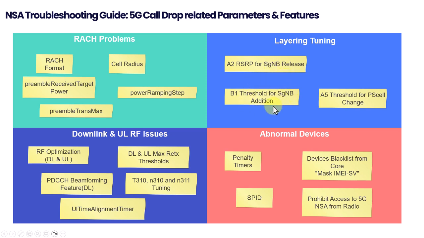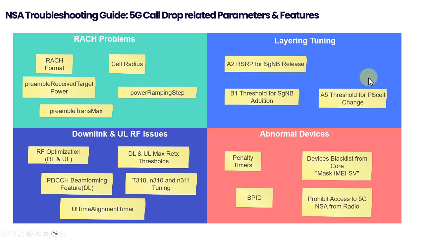Also the B1 threshold, same concept. This is for addition, and that is for removal. For example, you are adding until negative 125 or negative 128 or whatever. So you can also try to tune this part to ensure that you are adding the 5G whenever you can really get the maximum benefit out of it.